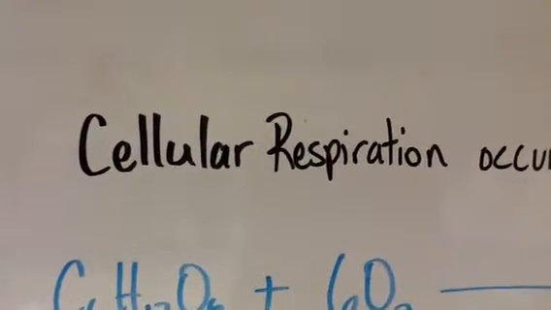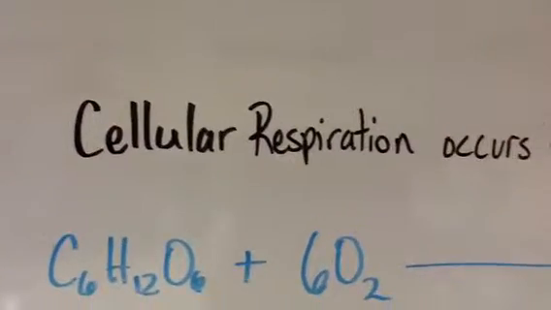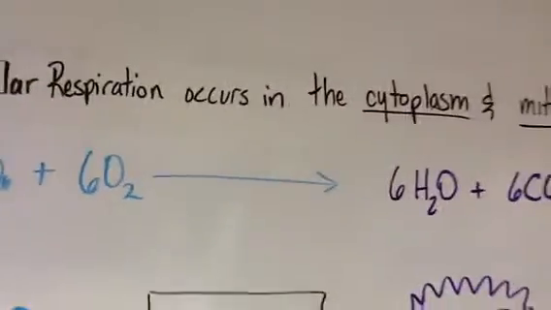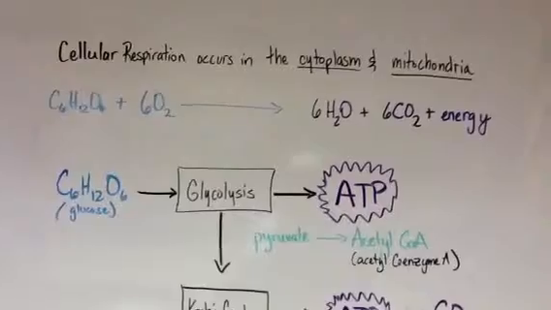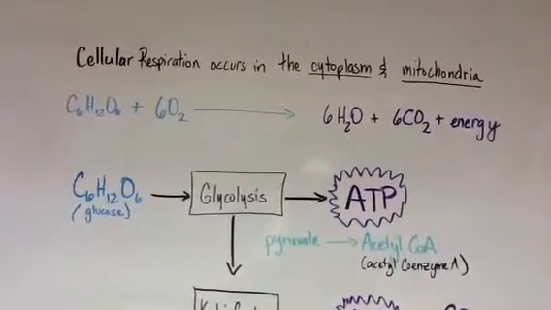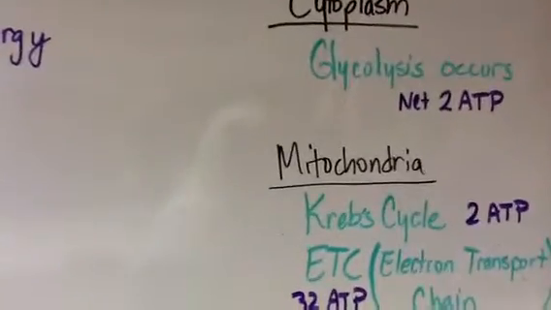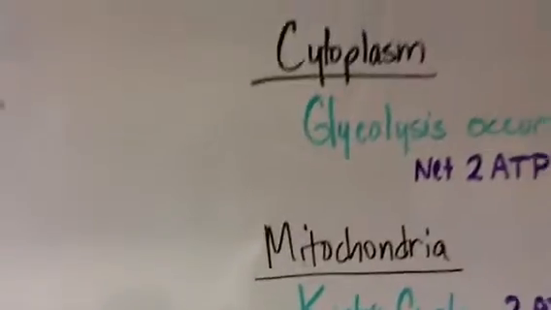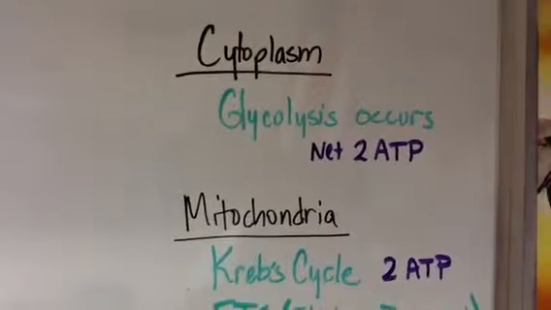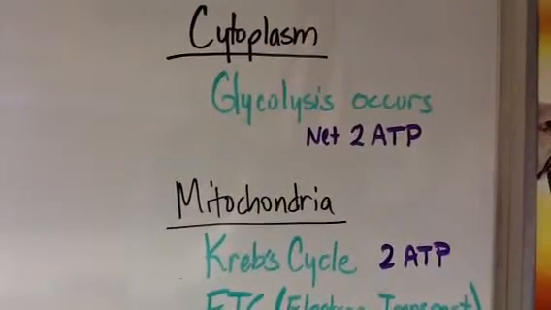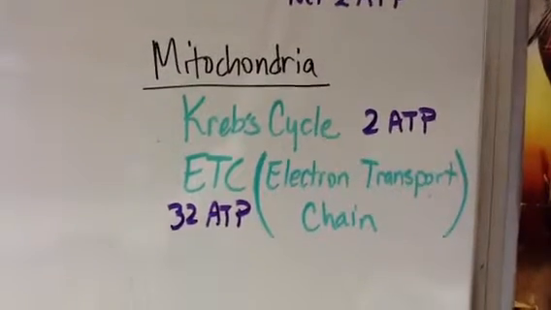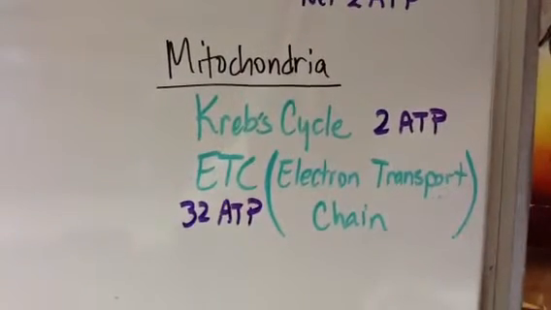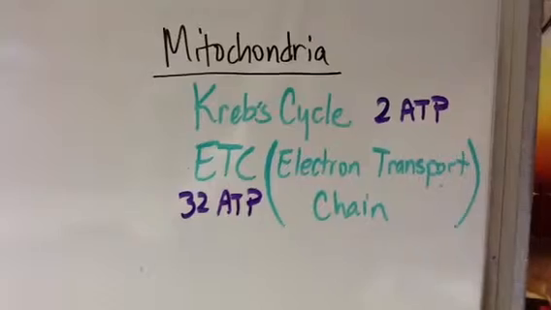Okay, so right now we're going to be talking about cellular respiration. Cellular respiration is going to occur in the cytoplasm and the mitochondria. Now there are different steps that occur in each place. So let's take a quick look here. In the cytoplasm is where glycolysis occurs. Glycolysis is going to give us 2 ATPs. And in the mitochondria, you're going to have Krebs cycle and the ETC, or the electron transport chain.